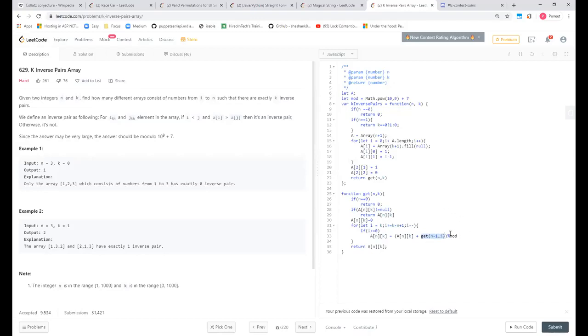A couple of cases were failing because I forgot to add the mod. The value can get pretty large for even 18 and 34 numbers. Is this code understood?